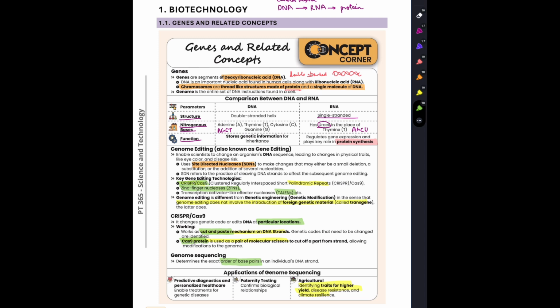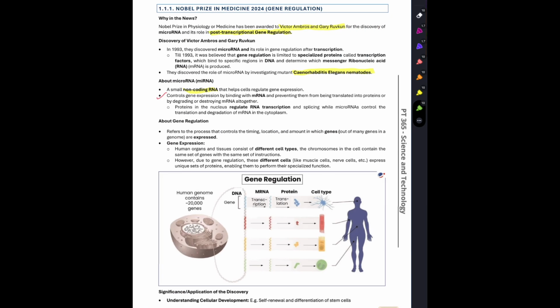Applications of genome sequencing, predictive diagnostics, and personalized healthcare. It is the customization of healthcare. This is why we use genome sequencing, predictive diagnostics, and personalized healthcare, which enables treatments for genetic diseases. Paternity testing confirms biological relationships. In agriculture, it identifies traits for higher yield, disease resistance, and climate resilience.